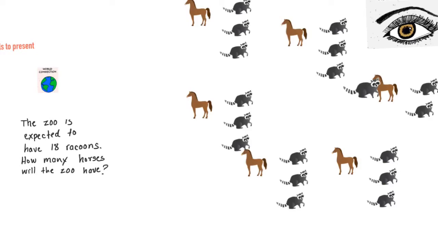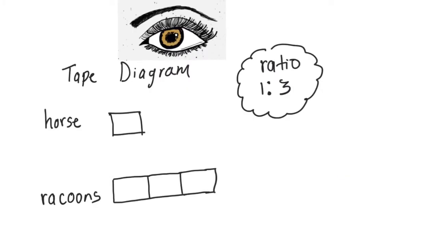Now keep in mind, pictures are always very helpful at the beginning, but when you're talking about a big number, pictures might not always be the most helpful way. So you might have to start looking for other ways of representing your problem. We already know the answer is 6 horses. We're going to try to use another way to represent your problem without using pictures. And one other way is using a tape diagram. What a tape diagram means is you're representing the ratio 1 to 3 in a different way.